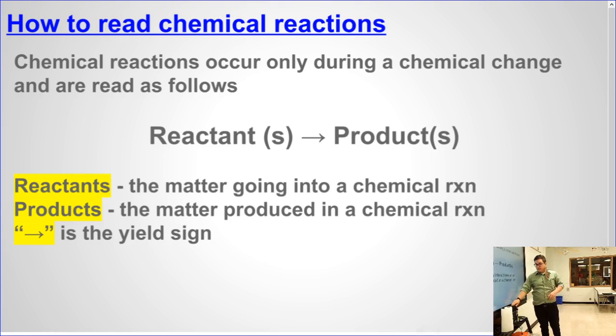What is Rxn? Reaction. Alright. It's just a shorthand annotation for reaction.